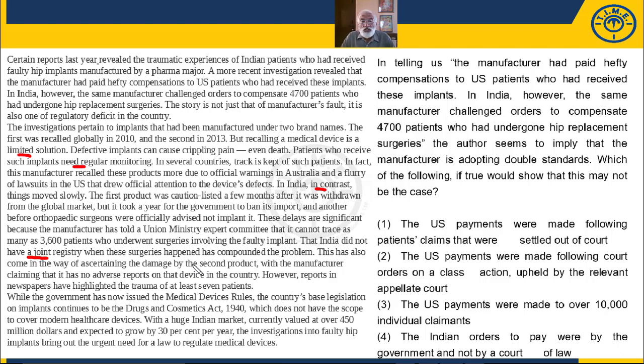Now let's get back to joint registry. What's a registry? Registry is where you register people. That means where you keep note of people, or where you list down the operation that you carried out. Now that would be a registry that the hospital maintains. What's a joint registry? That somebody else also then is part of that.